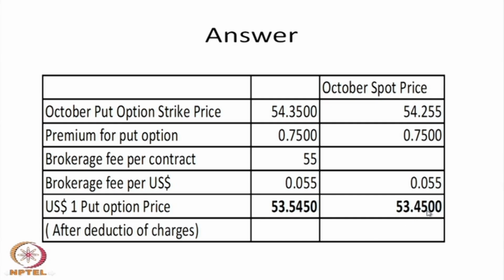So, the spot market is giving you 53.45 and the currency option market is giving you 53.54. What will you do? Generally, when you have to sell the dollar you want to get more rupees, so you exercise the options here. You will get 53.54 from the options market, but in the spot market you are getting 53.45. So, you are getting a profit by exercising the put options here. Thank you.